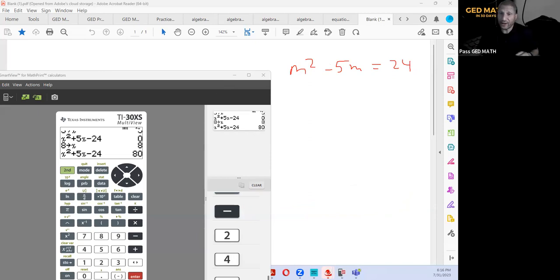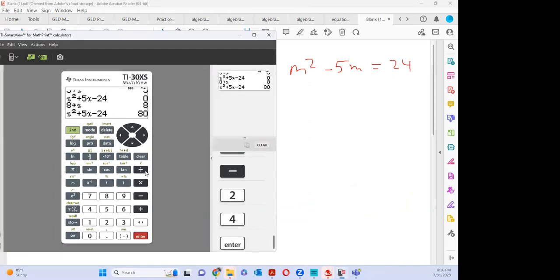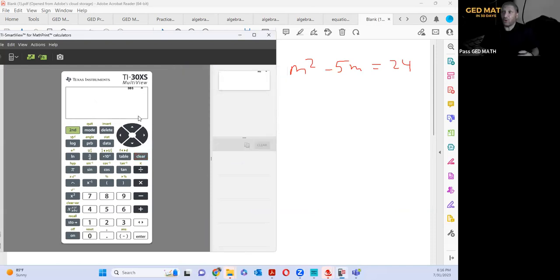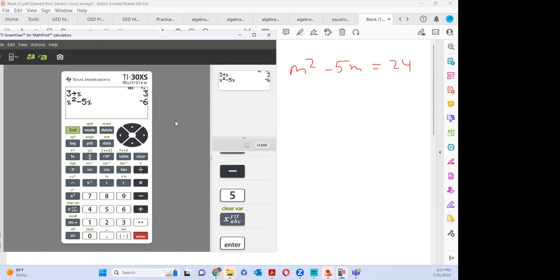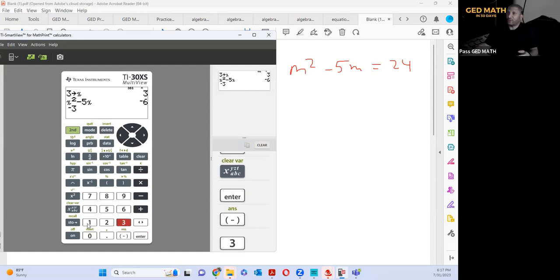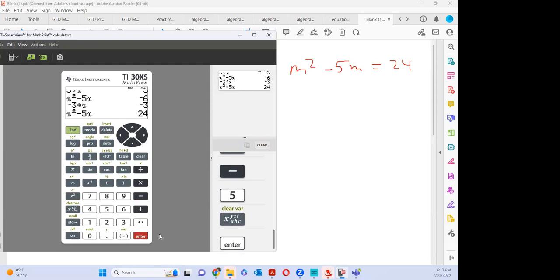Okay. You don't have to put it in standard form. So if I say 3 times x squared minus 5x, I should get what? Remember, I've got to get whatever's on the other side of the equal sign. I'm going to hit enter. Did I get 24? No. So minus 3 times x squared minus 5x. Did I get 24? Yes. So I now know negative 3 is a solution.